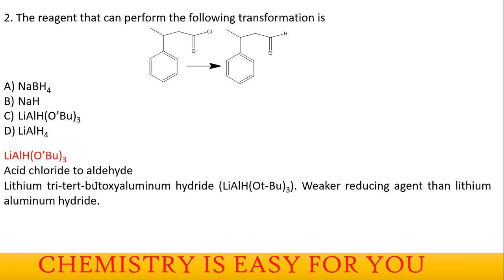We already know about lithium aluminum hydride as a very strong reducing agent. LiAlH4 is very powerful. It reduces almost anything that comes its way. But this particular reagent is selective towards the conversion of acid chloride to aldehyde. So that would be the answer.